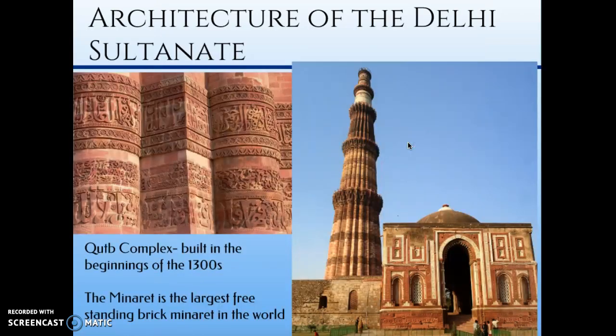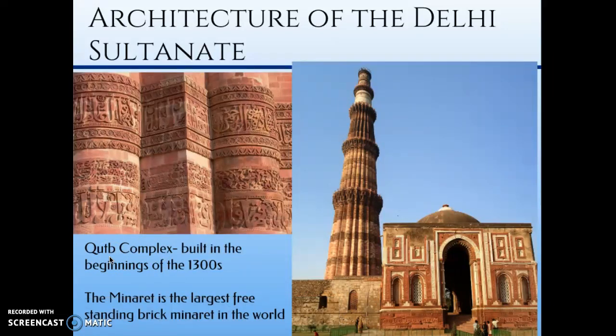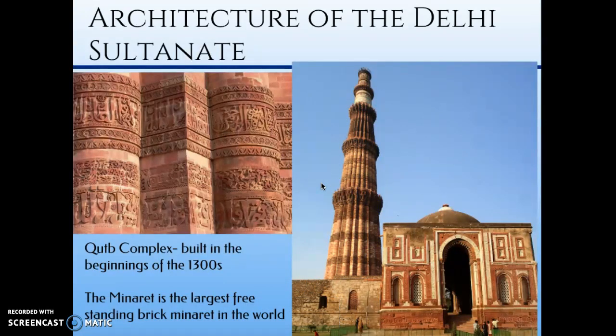And the architecture of the Delhi Sultanate, I think, is cool and unusual. You can see the blend of some architecture we've seen before. One of the oldest complexes, I'll let you pronounce that in your own way, and we're looking at pictures here, was built in the 1300s. And fun fact, this minaret is one of the largest freestanding brick minarets in the world. And you can see up close the Arabic decorating the minaret.